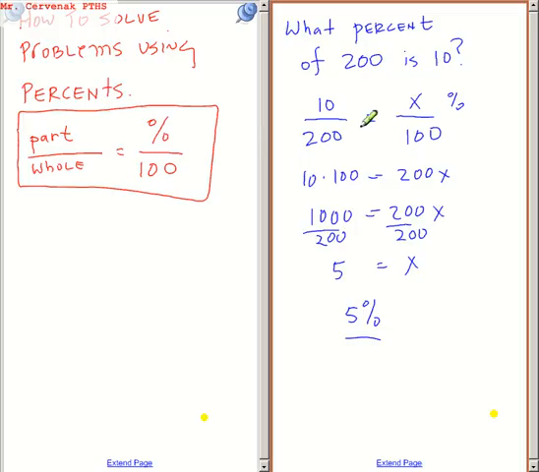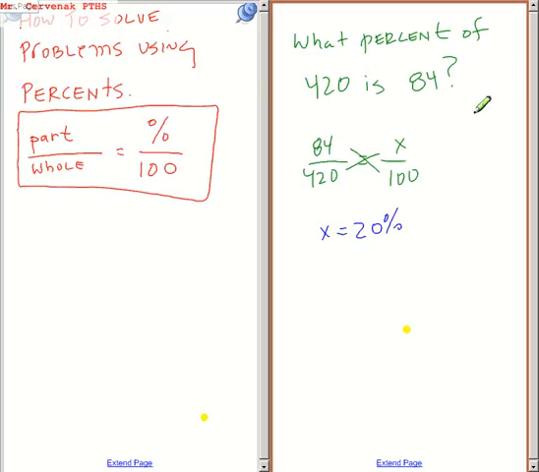To find percent, we use the same basic ratio. What percent of 200 is 10? Here our unknown is the percent. 100 always goes here. Part is 10, 200 is the whole. Cross products are equal to each other. Cross multiply and divide. X equals 5. 5% is our final answer. 10 is 5% of 200.